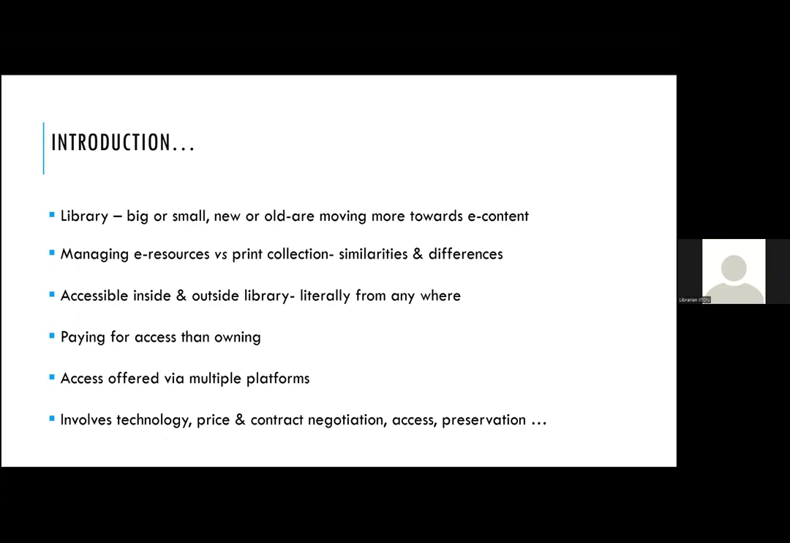So to begin with, we all know whether big or small, new or old libraries, we are all moving towards electronic content. And particularly when it comes to the journals, we have almost moved to the electronics, and also partially reference sources, reference collection and other databases. And slowly we are moving towards the electronic books. So there is a transition, and definitely we have moved particularly to journals and databases.